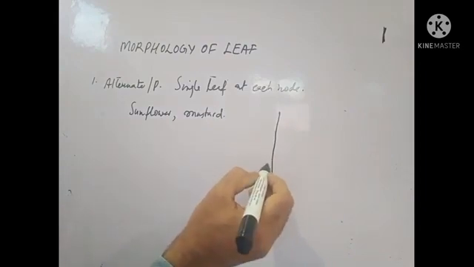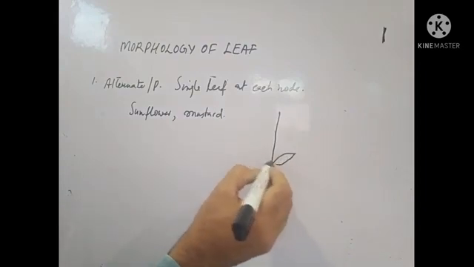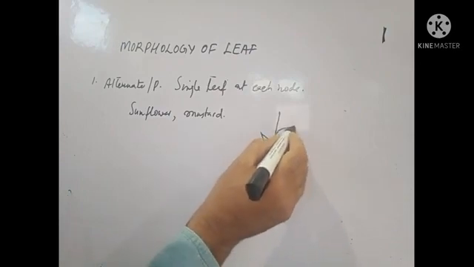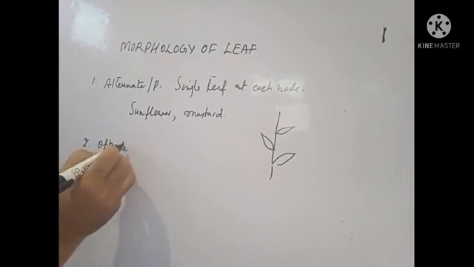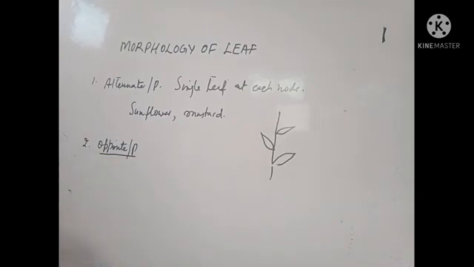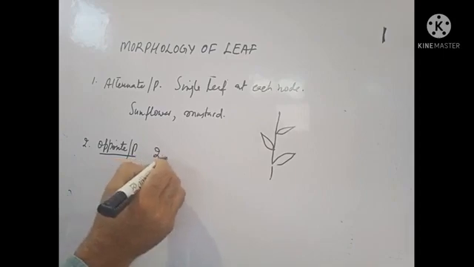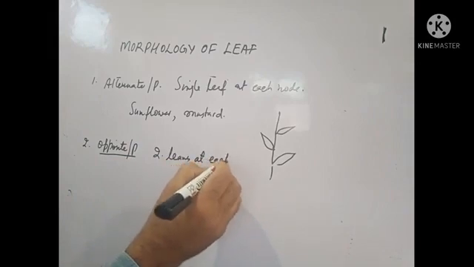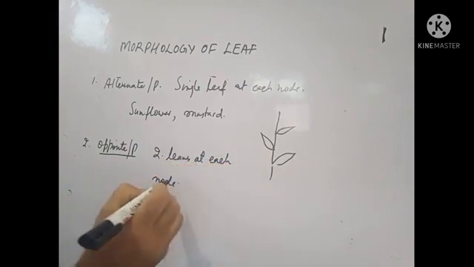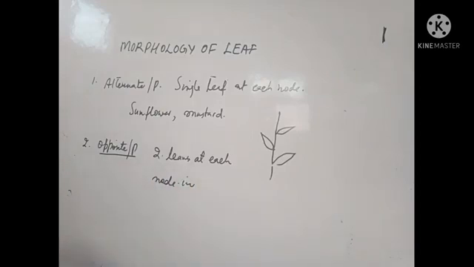There is only one leaf at each node in alternate manner. Number second is opposite phylotaxy, where we have two leaves at each node. Two leaves at each node in opposite direction.